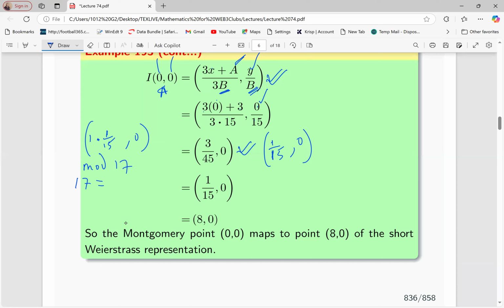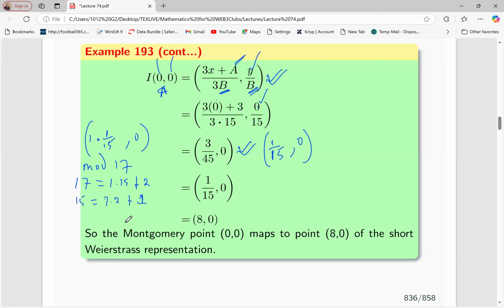But if you use the extended Euclidean algorithm, then you're asking yourself, if 15 were to go into 17, what will be the remainder? The remainder will be 2. And if 2 were to go into 15, what will be the remainder? The remainder will be 1. So you can now reverse this to find the inverse of 15. And when you do that, you get that the inverse of 15 will be 8.